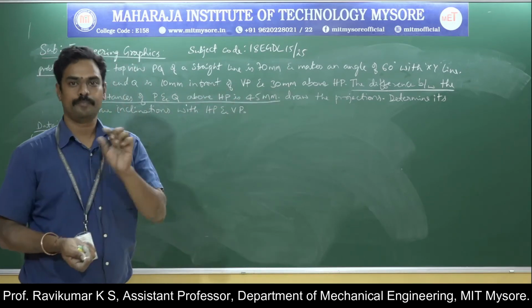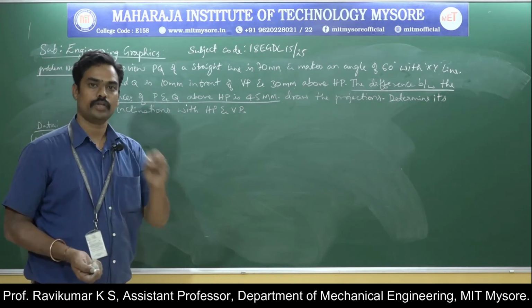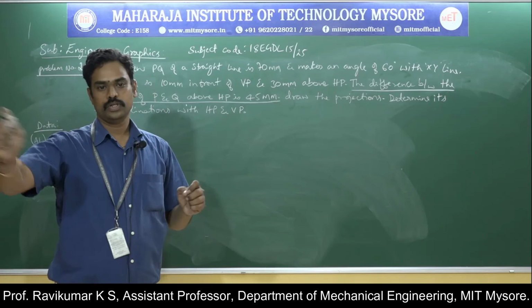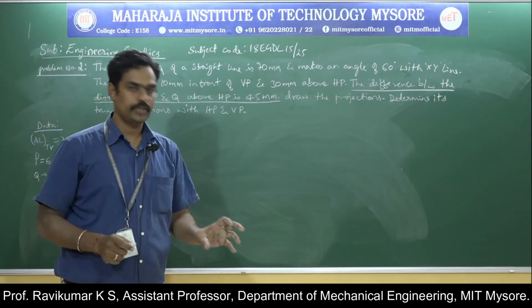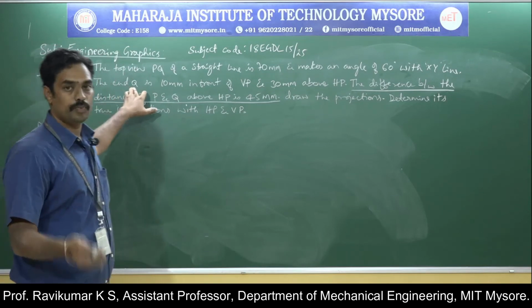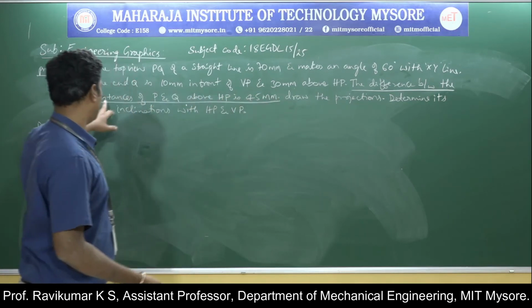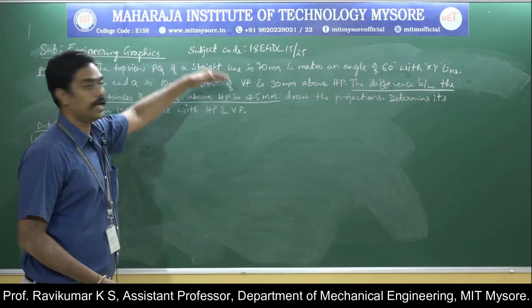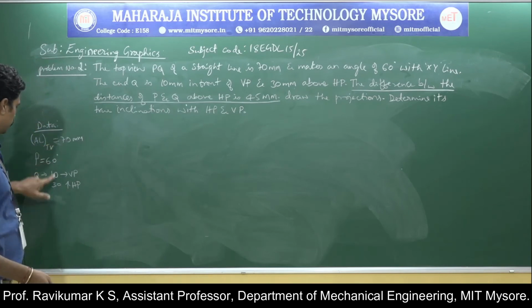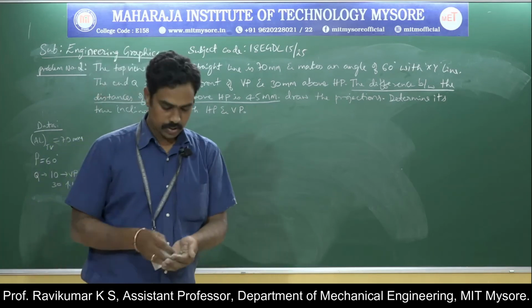So the position of point Q is given, so we need to start with Q. It is not a convention that the line should be PQ, it can be QP. You can start with Q and end up with P. Since the position of point Q is given, we need to start the problem with Q. The difference between the distances of P and Q above HP is 45. Draw the projections. So here 1, 2, 3, 4 plus this one, 5. Five data are there, so it is more than sufficient to solve the problem.